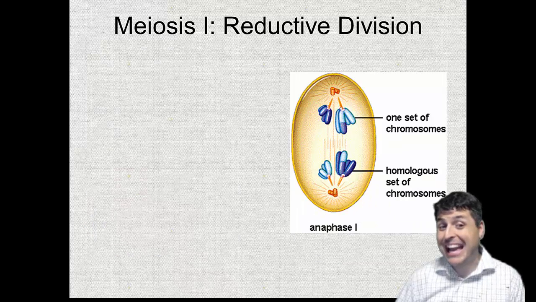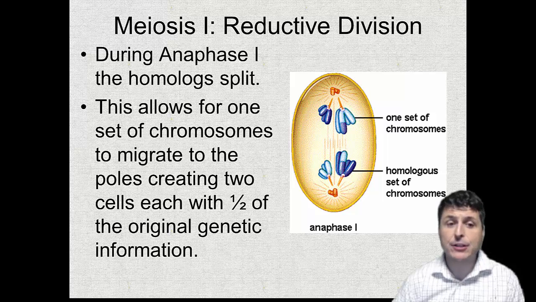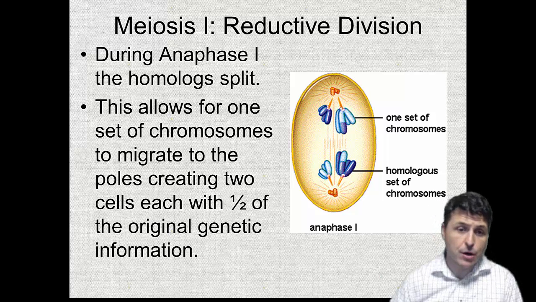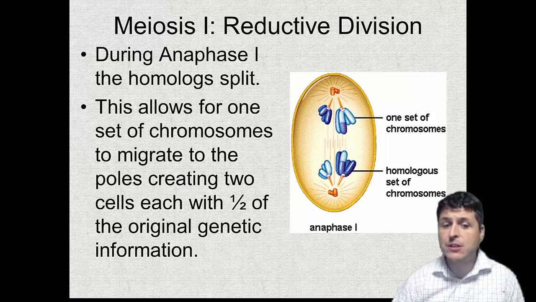So that during anaphase 1, the tetrads are going to split and go to the poles. This allows for one set of chromosomes to go to one pole and the other set of chromosomes to go to the other pole. And that will create two cells, each with one half the original genetic information. We've had reductive division. We divided the chromosome number by half.